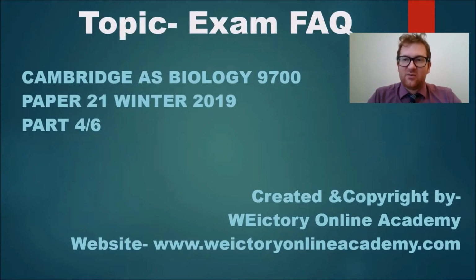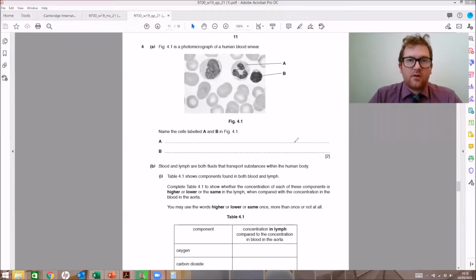In our previous video we looked at question 3 and in this video we look at question 4 of the Cambridge AS Biology Paper 2-1, Winter 2019, course code 9700. Question 4, figure 4.1 is a photomicrograph of a human blood smear.